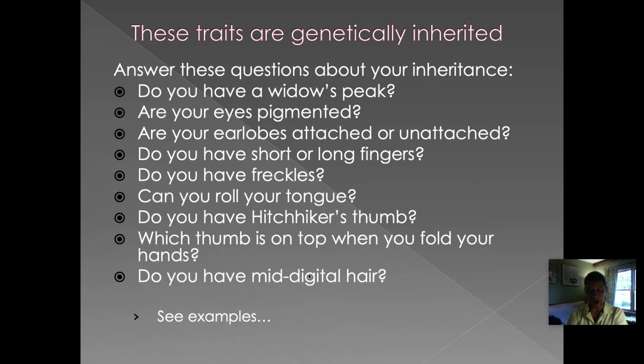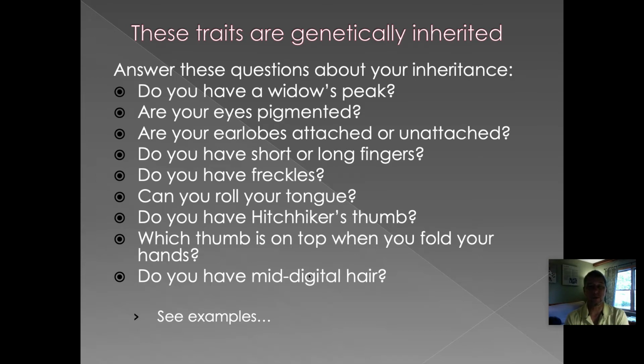First, what we're going to do is start by listing a couple of traits. So there's a bunch of traits listed on this slide here, and they are all genetically inherited and easily determined. So answer these questions about your inheritance. And all of these things are external so that you can see them. Do you have a widow's peak? Are your eyes pigmented? Pigmented eyes are brown or black. Non-pigmented eyes appear a very light blue.